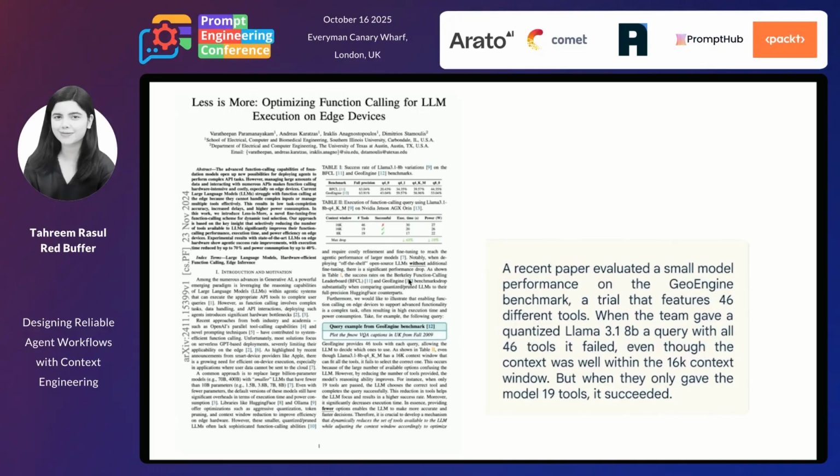And when they reduced the number of tools to 19, the model suddenly started to perform, right? So even if your context window is still available and it's not filled, if you have a bunch of tools, your model can become really confused about what to use, right? So more tools can cause context confusion. So we need to be careful about what we do and how we load all of the tools into the agent or into your pipeline.